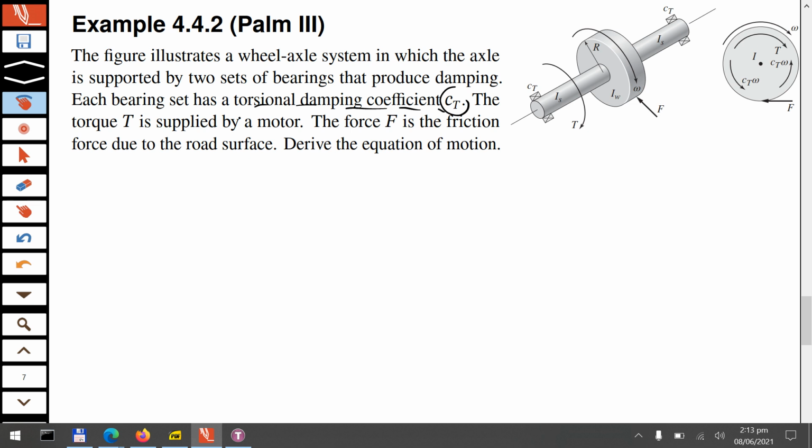The torque T is applied by a motor. So torque T is supplied by the motor. Now the force F is the friction. This force is the friction force due to the road surface. Derive an equation of motion.